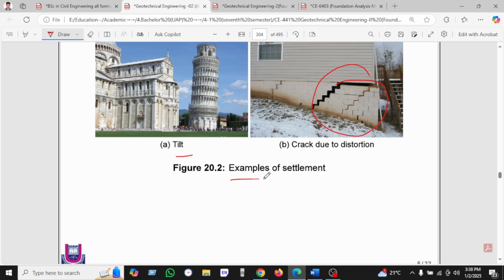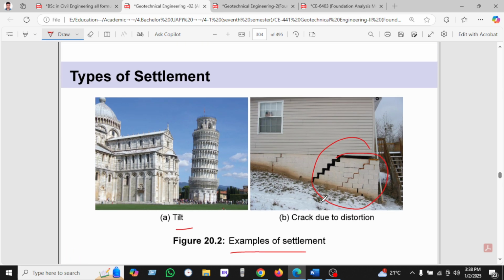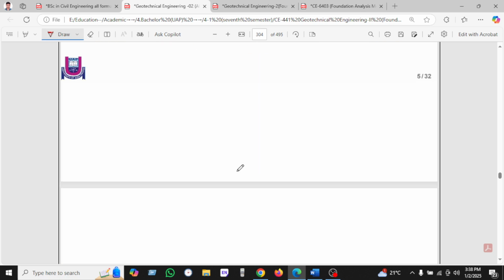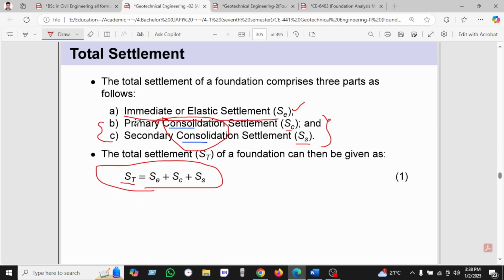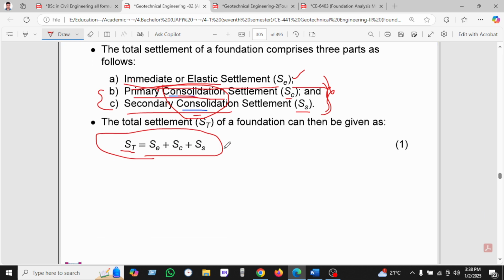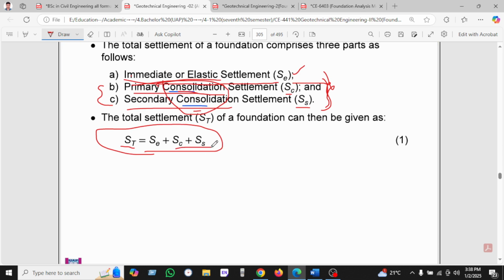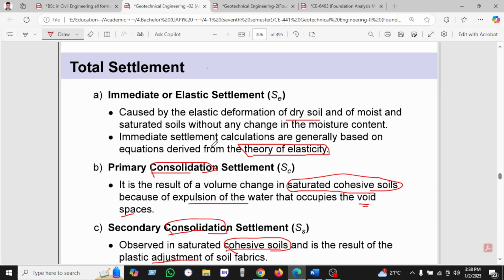We can see another example of settlement. Tilting is here, and cracks due to the distortion of the soil. We can see the total settlement will be immediate or elastic settlement, primary consolidation settlement, and secondary consolidation settlement. In this portion, our focus will be on consolidation settlement, which is SC and SS.